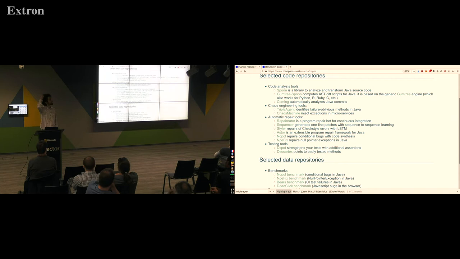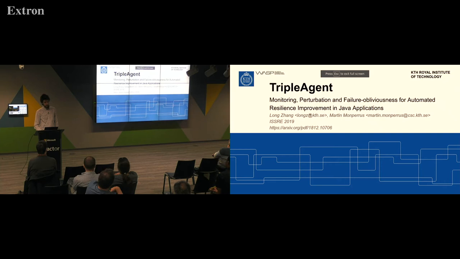So again, we are always pushing a repo per paper. Repo, paper, repo, paper, repo, paper. And today, we are looking at TripleAgent. And Papers We Love, there is this meta love, where you love Papers We Love. I love Papers We Love.